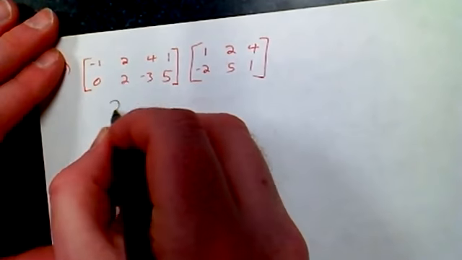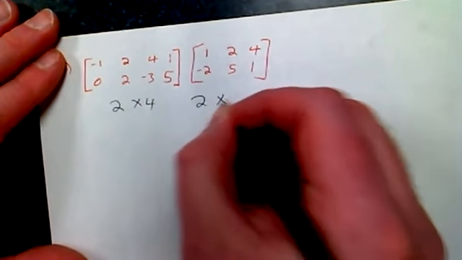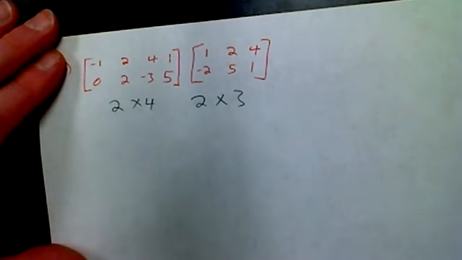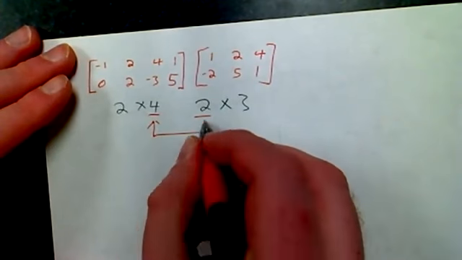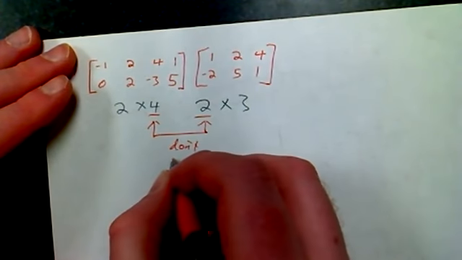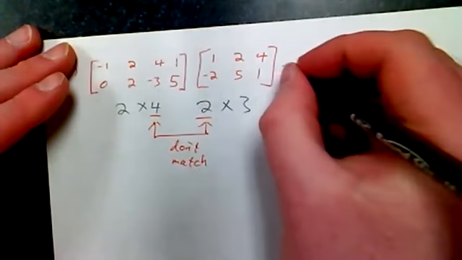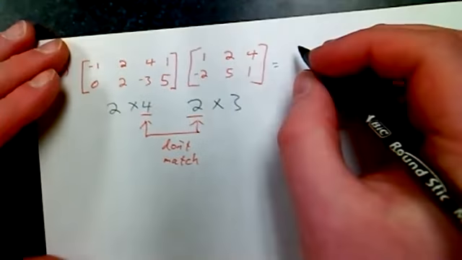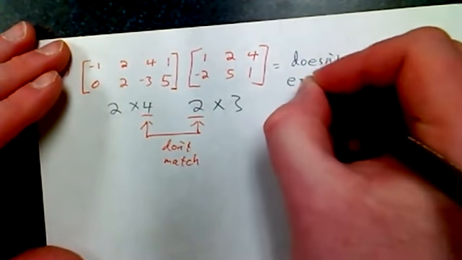Last one, let's look at C. Okay. Row by column, I got 2 by 4 and I got 2 by 3. What do you notice? These don't match. So that means we cannot multiply these matrices. We can say doesn't exist. I guess that would be a good way to say it.